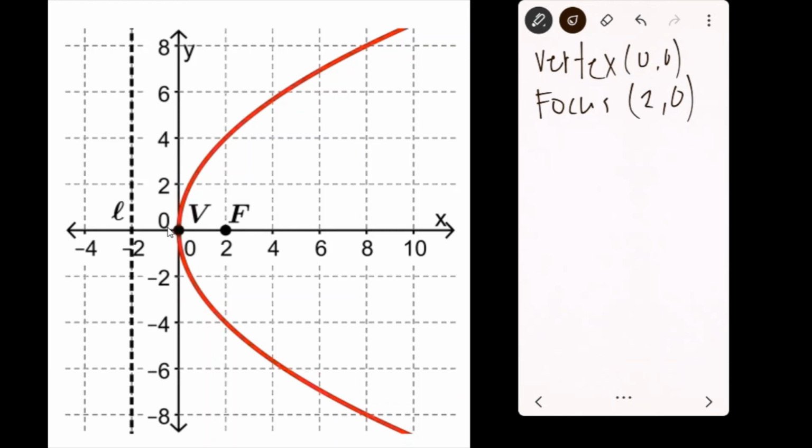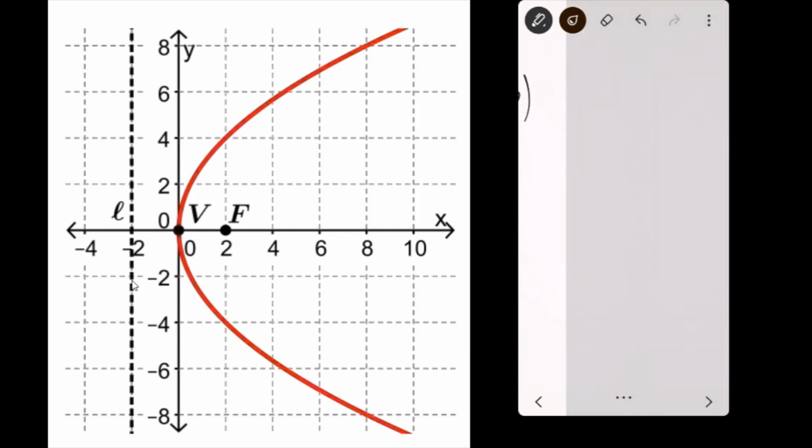Next will be our directrix. Since it's vertical, x equals -2. And lastly, we have the axis of symmetry. Since it's horizontal, it's y equals 0. Simple as that.